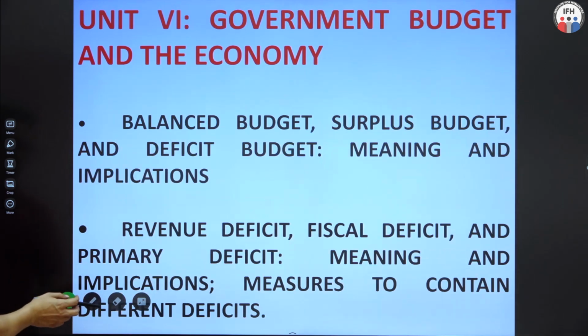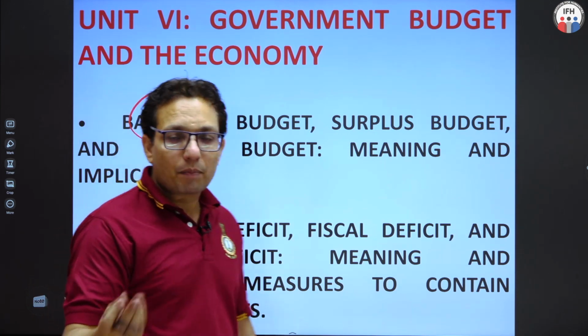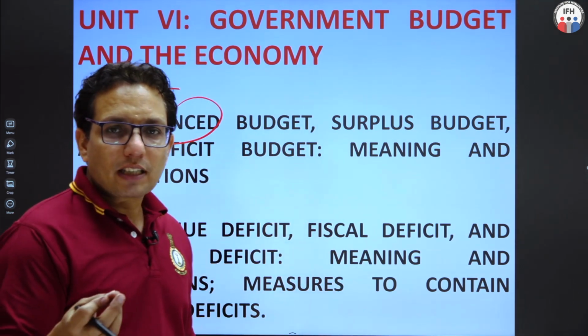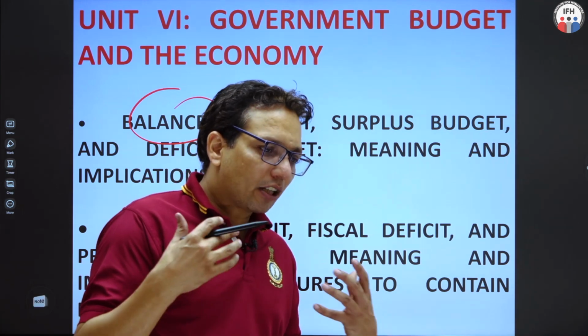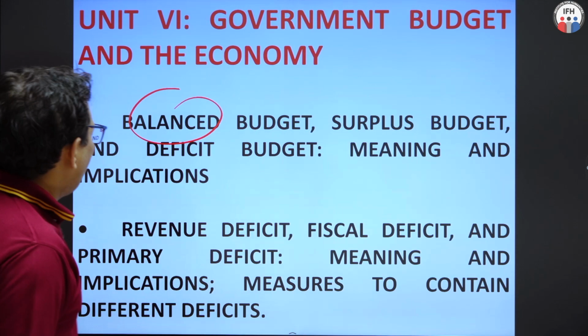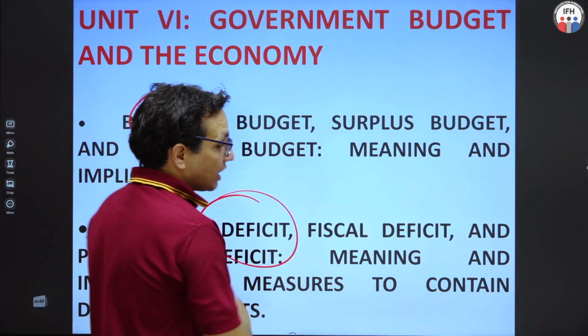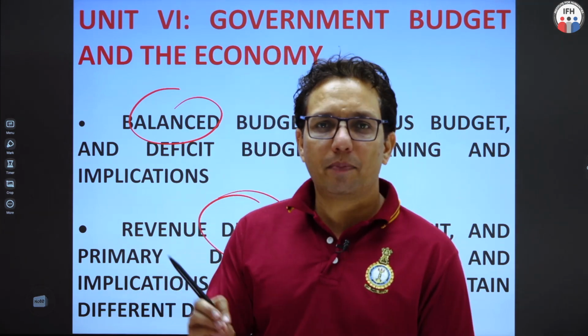Then this chapter also includes other concepts like what is a balanced budget, a surplus budget, a deficit budget, and what are the consequences of a surplus budget or a deficit budget. Then we'll discuss various types of deficits. The various types of deficits which we have are revenue deficit, fiscal deficit, primary deficit, budget deficit.